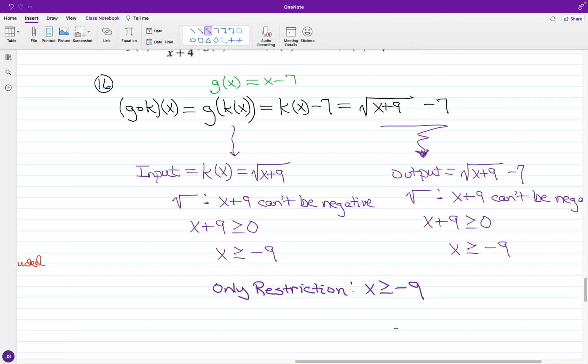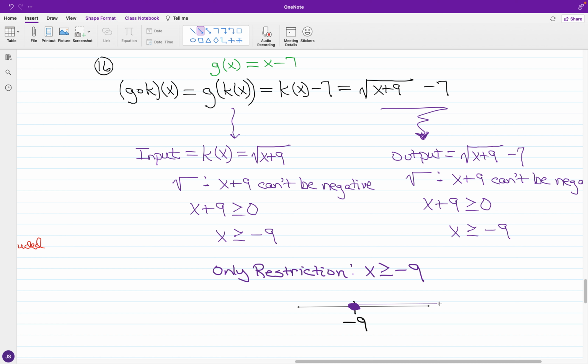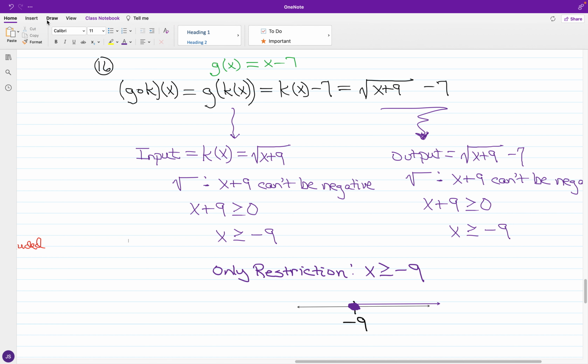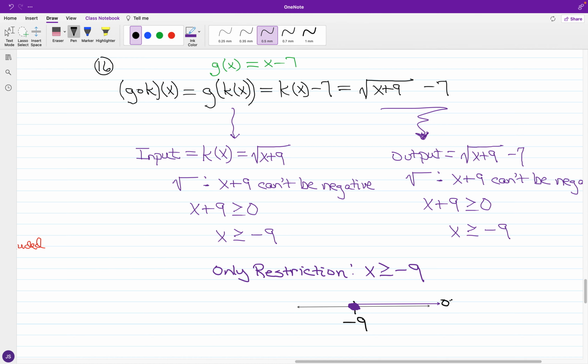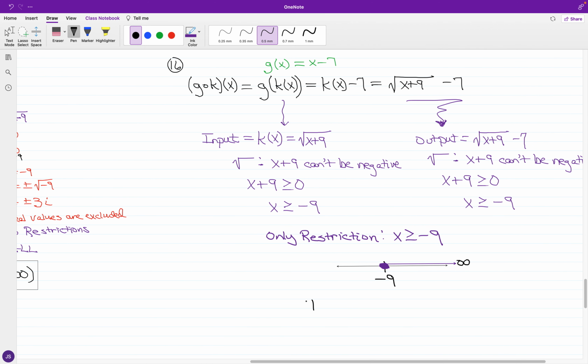So in the determination of the domain, the value of interest is negative 9. Thanks to the equal sign, negative 9 is included. All the other values in the domain will be greater than. In graphing terms, this is represented by the ray going continuously out to the right. So for number 16, the domain goes from and including negative 9 all the way out to positive infinity.